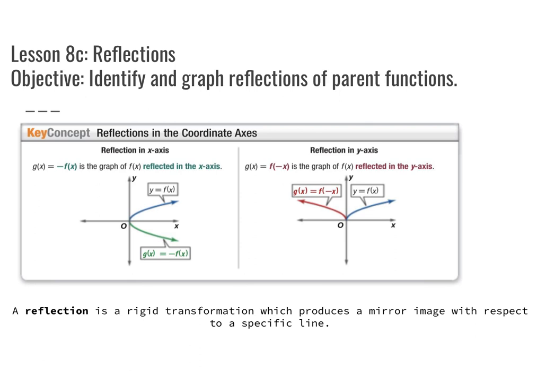So a reflection, again, is just like a translation. It does not change the shape of the graph, but it will produce a mirror image, meaning that if I were to fold these two, the parent function and its reflection, along its reflection axis or line of reflection, I would basically be folding it in half and having two images that are copies of the other.